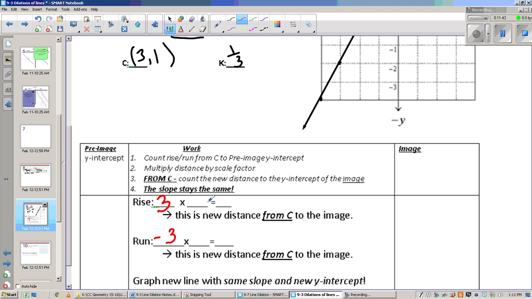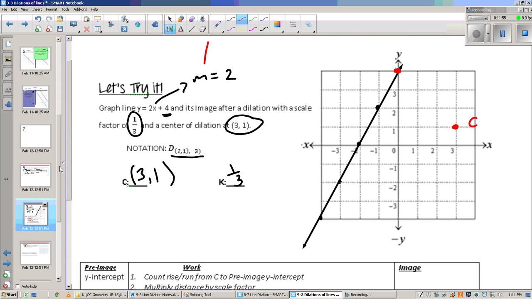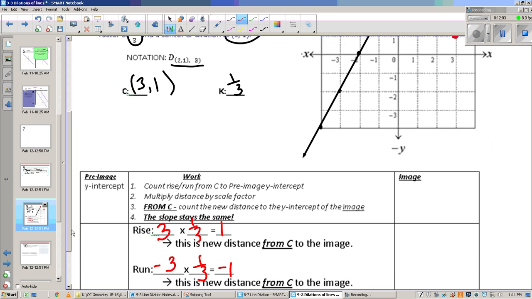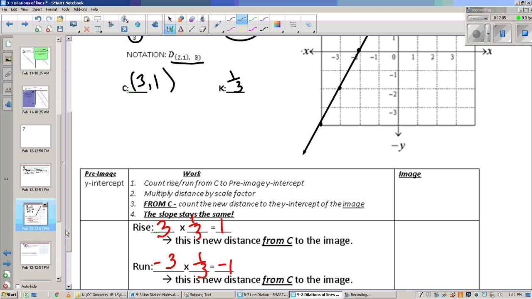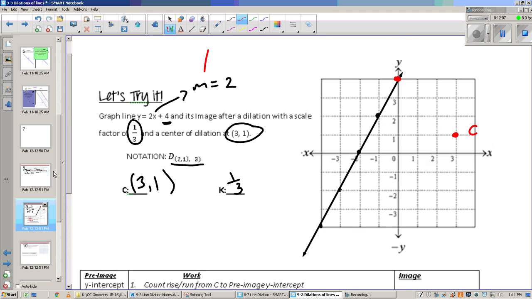Okay, now the scale factor was 1/3, so we're going to multiply each of those by 1/3. When I multiply, I get 1, and I get negative 1. So again, just like what we did the last couple of days, from C, we're going to count this new distance, and that's going to tell us what the new point is. The rise is 1, so up 1, and the run is negative 1, to the left 1.